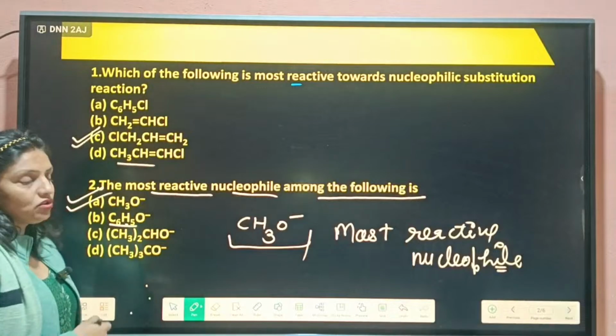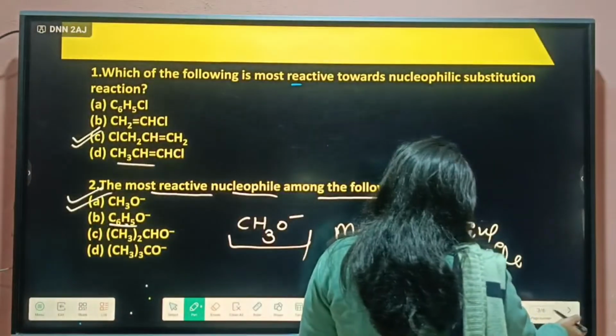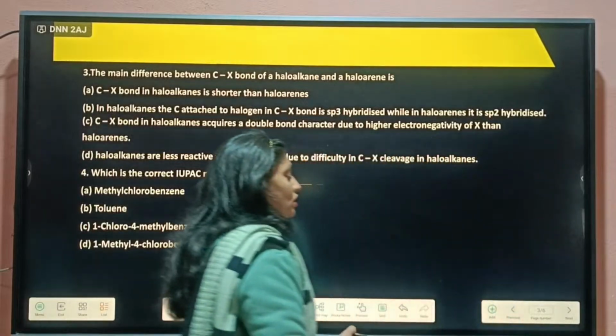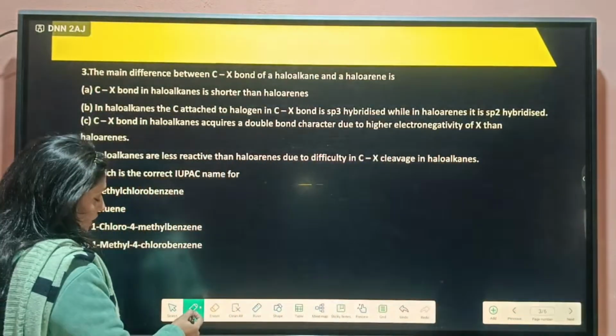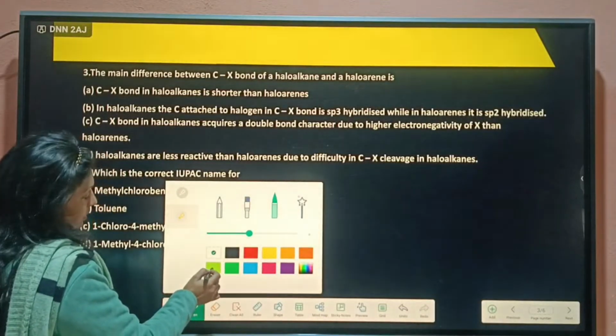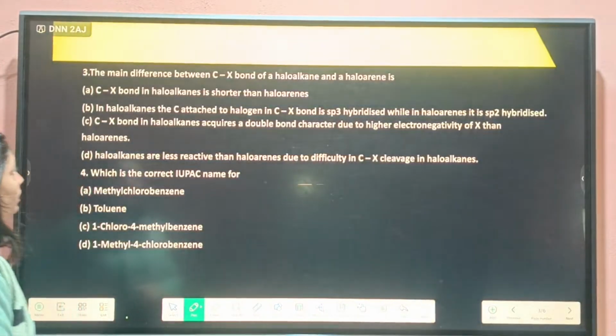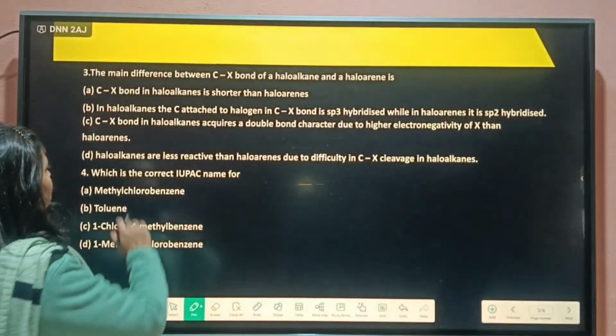I hope this one is also clear to you. We will see the tendency to lose electrons, so which one has more electrons, that is the most reactive nucleophile. Okay. Then students, question number 3.